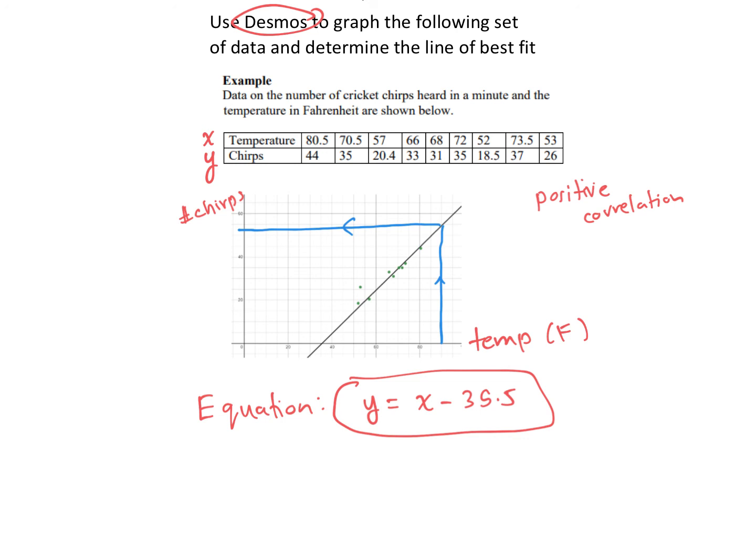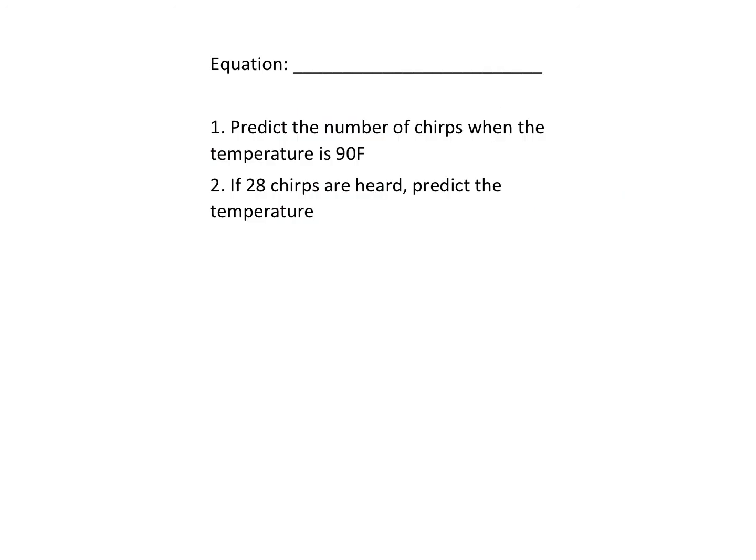So let's go 28 chirps. So chirps is up here. So 20, 30. So 28's about here. And I'll go straight down. So it looks like it's approximate temperature of 20, 40, 60. So I'm going to say 65, my line of best fit. So the equation was y equals x minus 35.5.